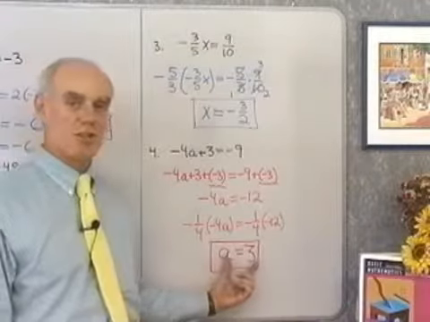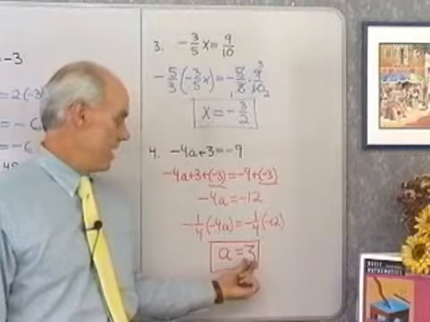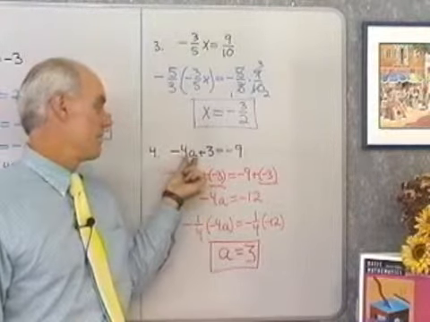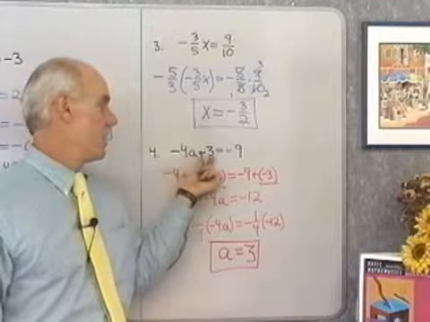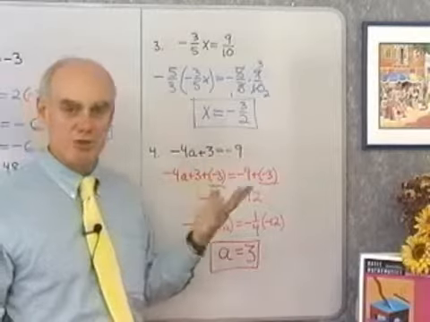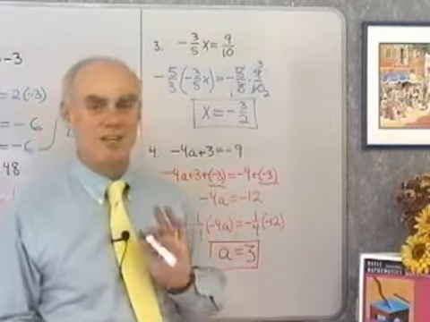Now we can just check this solution real quickly. If I take a equal 3 and replace it for a in the original equation, I have -4 times 3, which is -12, plus positive 3 is -9. So I end up with -9 equal -9. Sure enough, that is the solution to the equation.